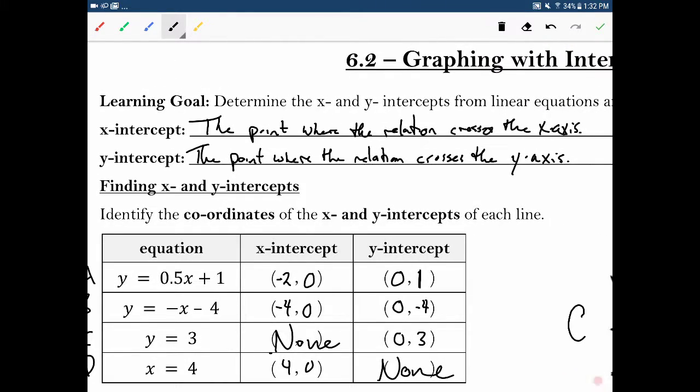All right, so first of all, what is the x-intercept? Well, this is the point where the relation crosses the x-axis, hence the name x-intercept. It intercepts the x-axis. The y-intercept, not surprisingly, is where that same relation crosses the y-axis.